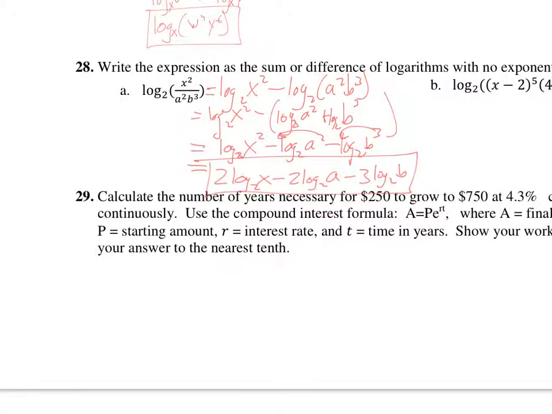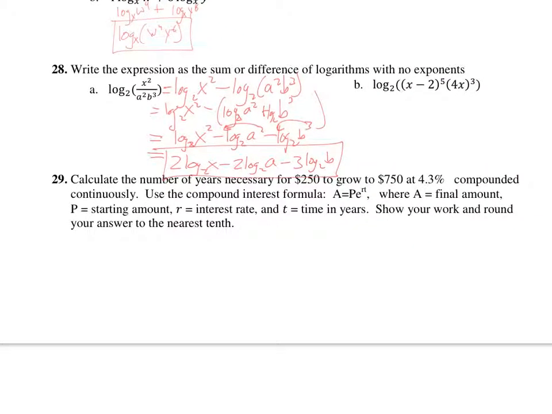And last but not least, we got our interest problem here. We've got our formula, A equals P times e to the rt. Now we want to calculate the number of years to make $250 become $750. So A is the final amount we want, $750. P is the starting amount, so that's $250. e is the natural number e. Don't try to substitute for e. Interest rate is 4.3, we've got to do that as a decimal. And then t is the time in years. Okay? So let's solve it.